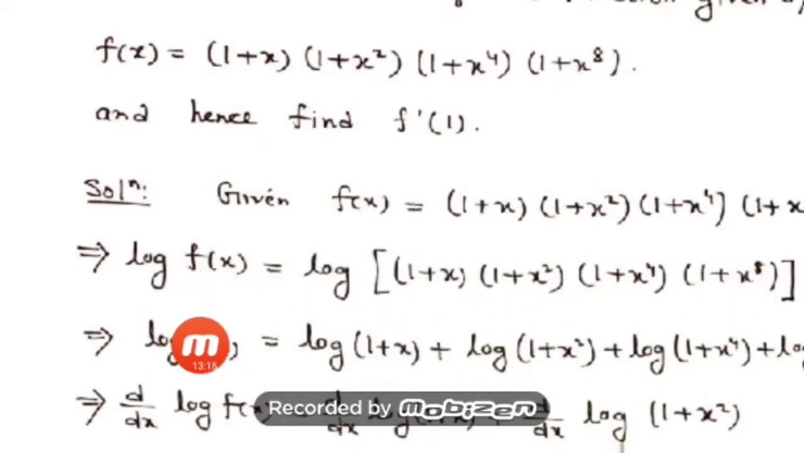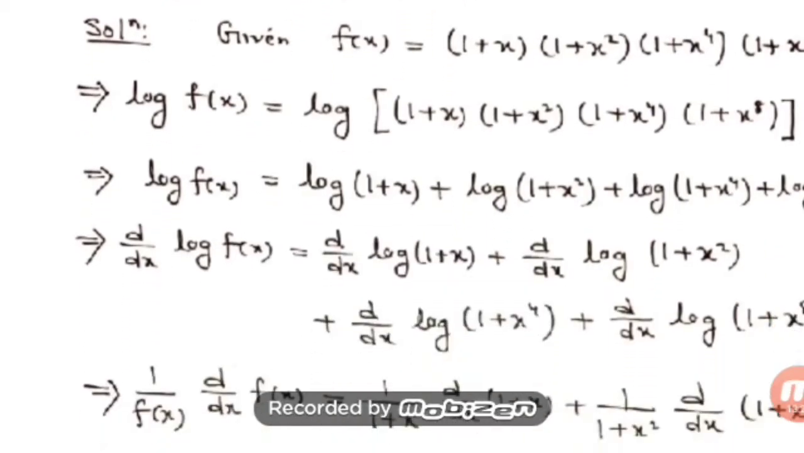Log of f(x), keep it as it is. Log of a product can be written as a log of sum. So log of (1 plus x) plus log of (1 plus x squared) plus log of (1 plus x to the power 4) plus log of (1 plus x to the power 8). And then let us take the derivative.